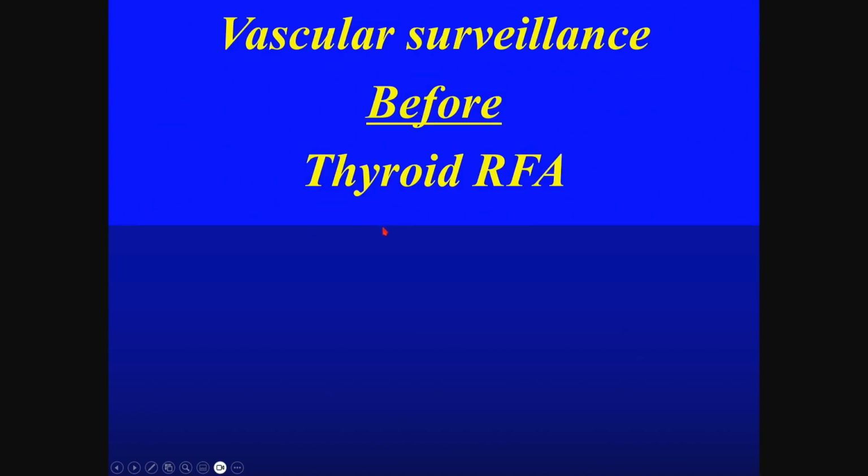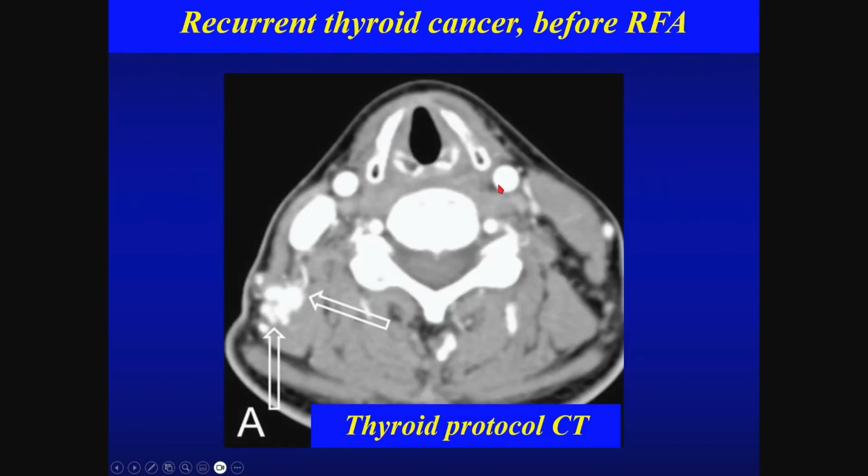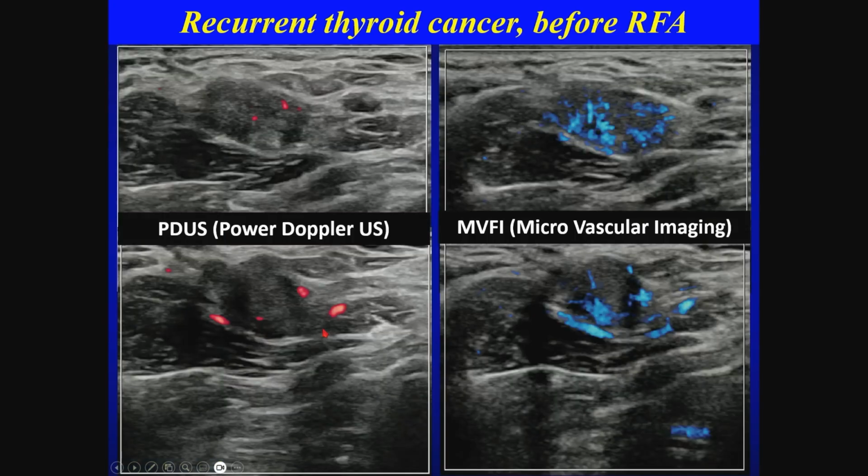Let me show some representative cases before thyroid radiofrequency ablation. This patient received total thyroidectomy, and we found recurrent cancer in the right lateral neck. This thyroid protocol CT shows an intensely enhancing recurrent tumor. What about the ultrasound? Power Doppler and microvascular flow imaging.